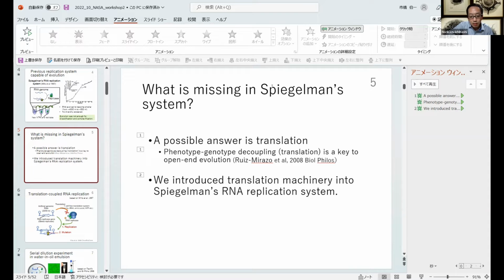If the function as a template and the function as a catalyst were separated into two different molecules, he thinks that separation may allow the evolution of both RNA and protein sequences to search a larger sequence space. That is the idea.